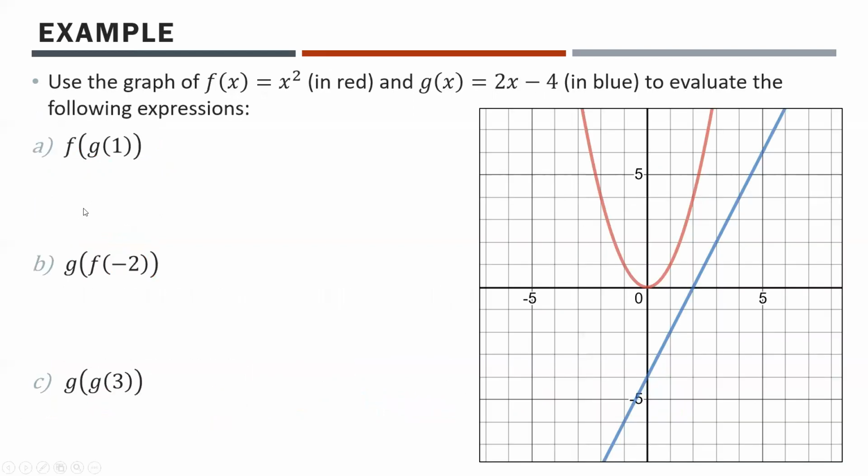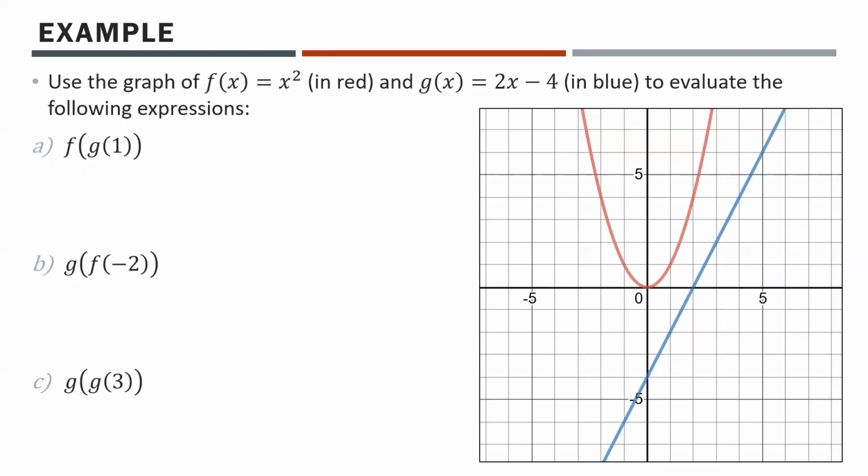Okay, so now we're going to use the example of f of x, which is the one in red, and g of x, which is the one in blue, to evaluate the following expressions. This is actually a really creative way of solving composite functions. Even though we haven't actually composed these together, and we don't actually know what the composite function would be, like f of g of x, we don't even see its graph, you can use the graphs of the two individual functions to help you out here.